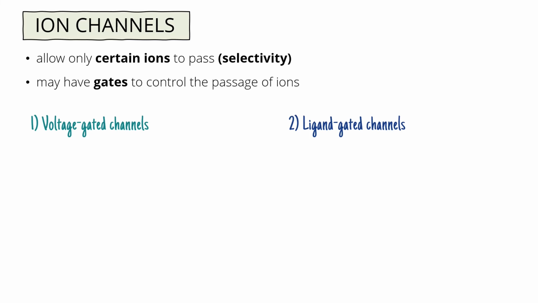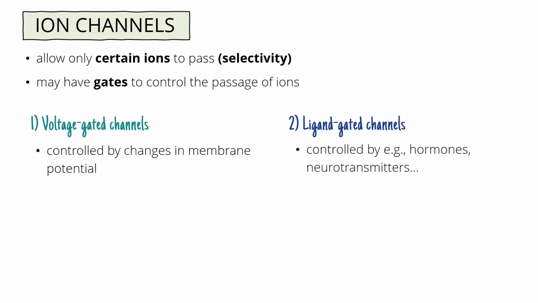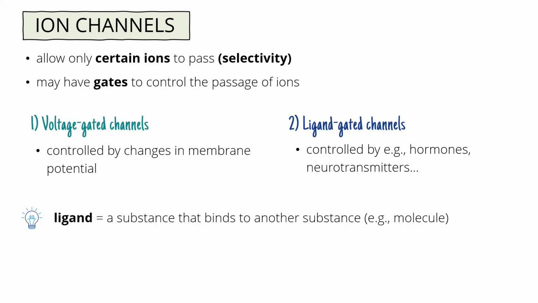Now, there are two special groups of ion channels: voltage-gated and ligand-gated channels. Voltage-gated channels are controlled by the changes in the membrane potential. So they can, for example, open when the membrane potential becomes more positive, when it depolarizes. Ligand-gated channels, on the other hand, are controlled by different substances, such as hormones or neurotransmitters, that bind to the channel. Generally speaking, a ligand is a substance that binds to another, in this case to the channel, and that's why these channels are called ligand-gated.